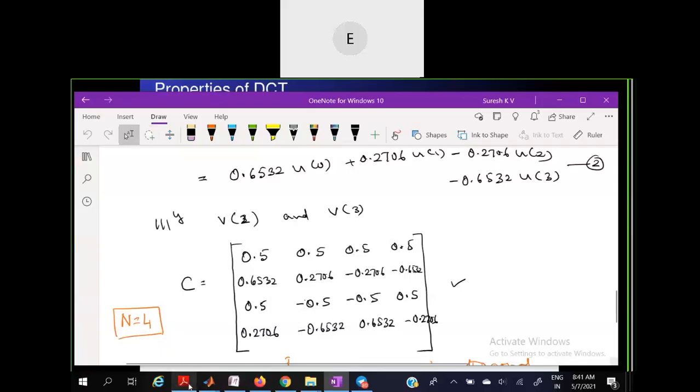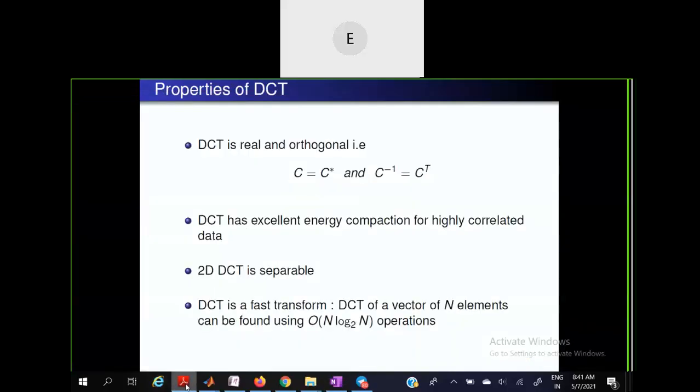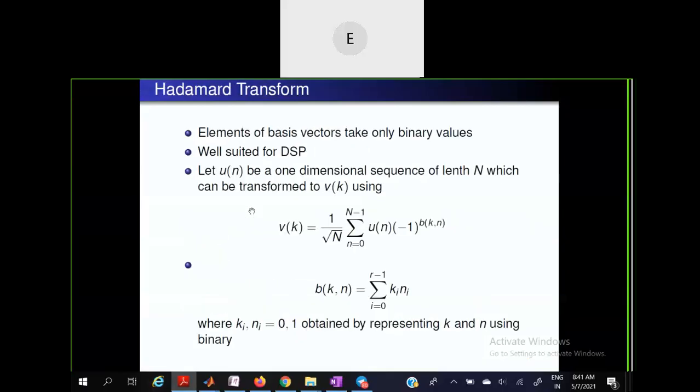Now the next question that we are asking is, what if this matrix will have only 1 or 0 in the entries? That is what is answered in the next matrix. So I repeat, if the elements of the basis vectors take only binary values, you have an advantage, because if I have 1, I have to just copy the value. If I have 0, I'll write 0, because multiplication with 1 and 0 is easy.